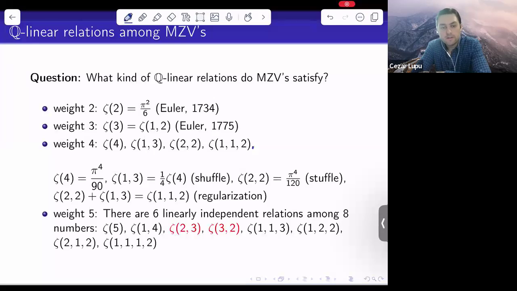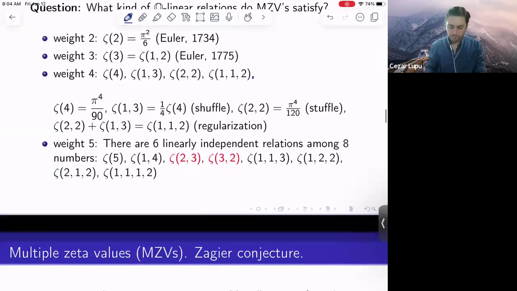The thing is that all these MZVs in weight 5 can be expressed in terms of these two highlighted in red, these double zeta values, zeta of 2, 3 and zeta of 3, 2. And you will see that if we want to compute these two values, it will be highly non-trivial. We suspect that these two values are some combination of rationals, some powers of pi, and zeta of 3 and zeta of 5. But it's highly non-trivial, and I'll get back to it.